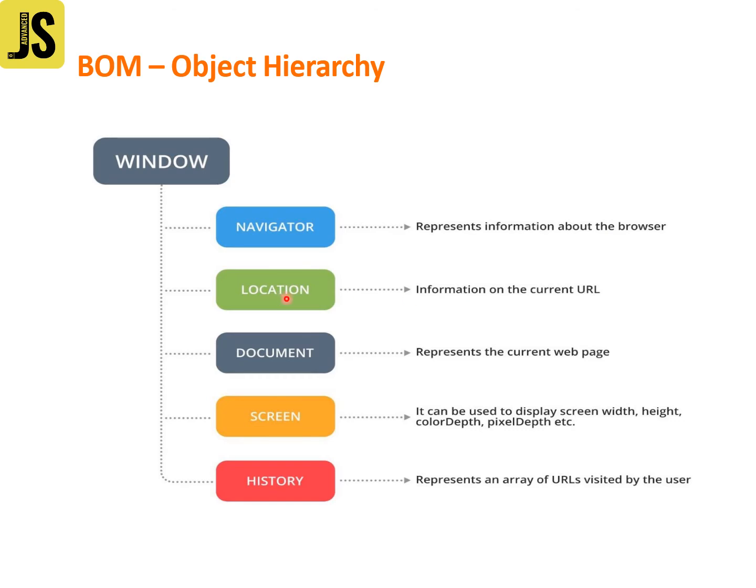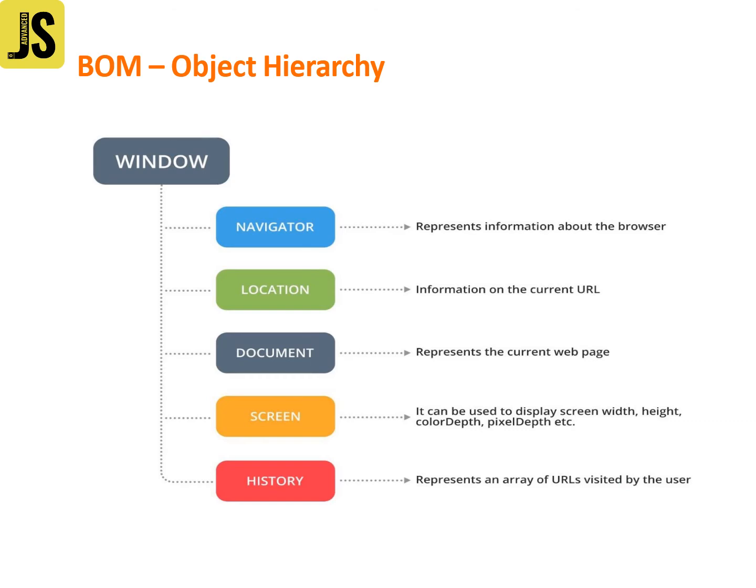Location is another object which relates to information on the current URL. Document represents the current web page. Screen can be used to display screen width, height, color pixel, pixel depth, etc. And the last object is history, which represents an array of URLs visited by the corresponding user.